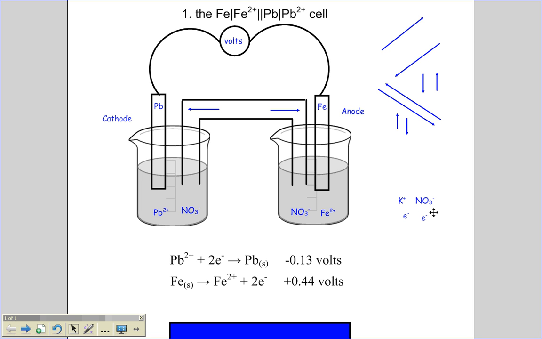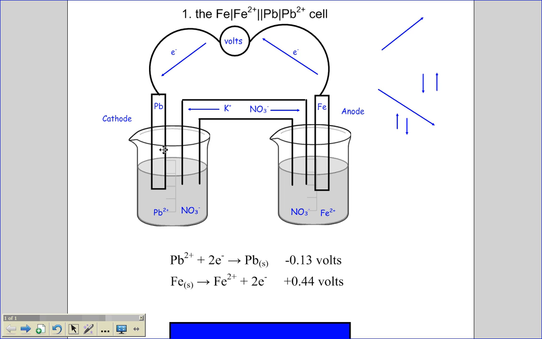Now that I know this, I can quickly say, all right then, electrons always flow from the anode to the cathode. So my electron flow is done. In the salt bridge, the positive ion flows towards the cathode. It is replacing the lead, and the negative ion flows towards the anode.